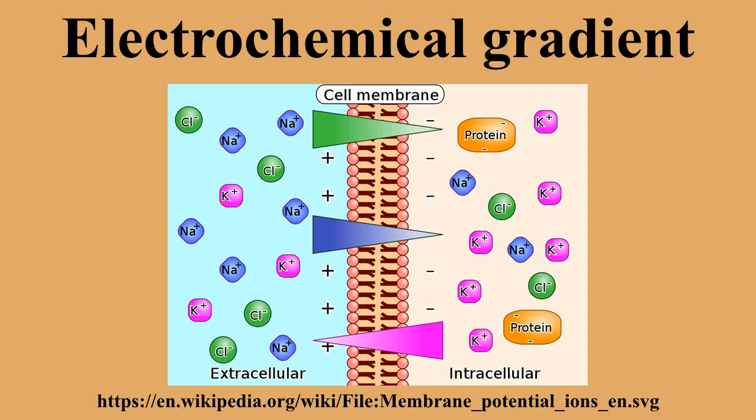Ions also carry an electric charge that forms an electric potential across a membrane. If there is an unequal distribution of charges across the membrane, then the difference in electric potential generates a force that drives ion diffusion until the charges are balanced on both sides of the membrane.